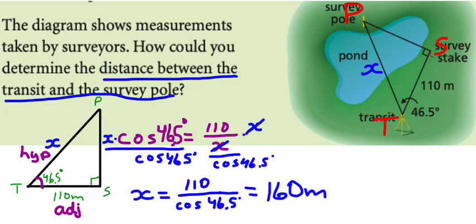So again, it's just like what we were doing before with the tangent ratio. We're just finding the sides and doing the math.